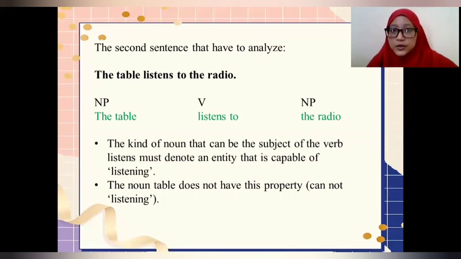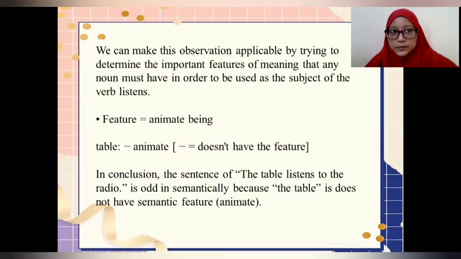The devil as a noun phrase, listens to as a verb, and the radio as a noun phrase. The kind of noun that can be the subject of the verb listens must denote an entity that is capable of listening. The noun devil does not have this property, or cannot listen. Like the previous sentence, this sentence is good in syntactic structure, but semantically, the sentence is odd.